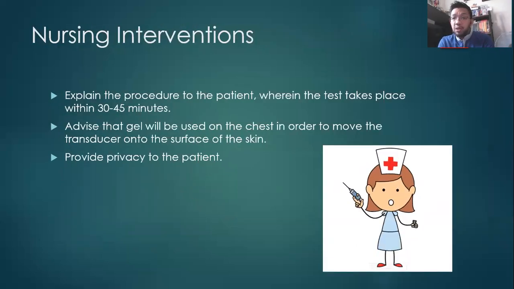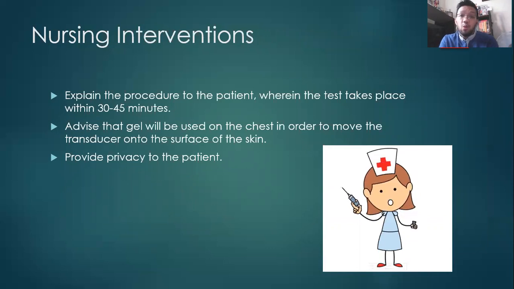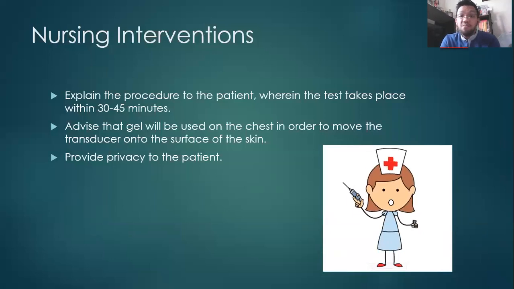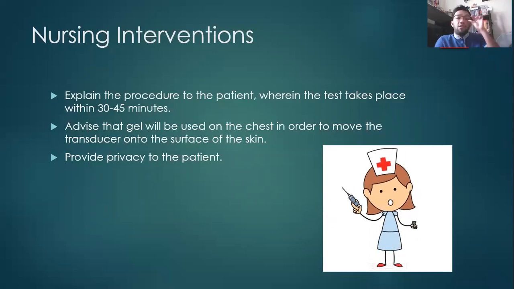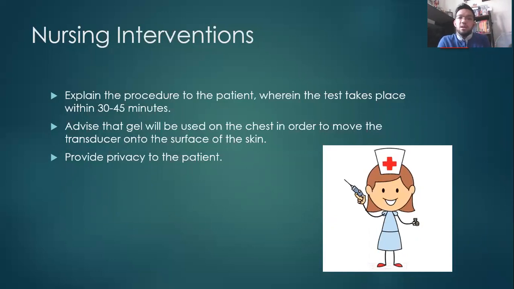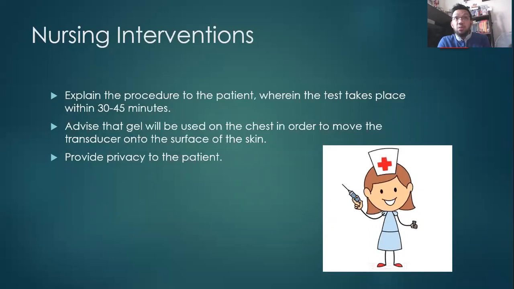Now, before the patient will have this procedure, one of our nursing interventions is to explain to the patient how this is done. And usually this takes around 30 to 45 minutes. And we'll advise the patient that a gel will be used on the chest in order to move the transducer onto the surface of the skin. Because in order for that transducer of the ultrasound to slide on the patient's skin, gel will be used. A lubricant is going to be used on the patient's chest.